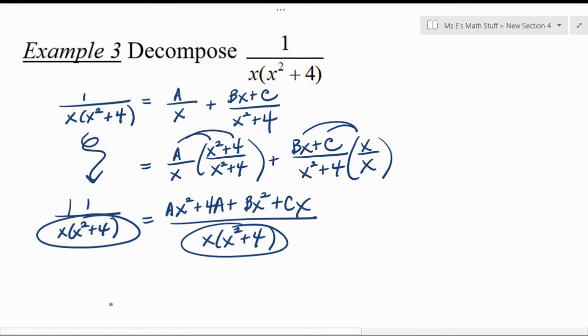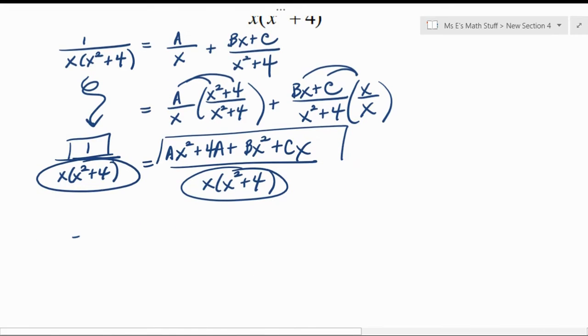And now let's move on to forcing the numerators to equal each other. So from here, I'm not going to write the whole fraction anymore. I'm just going to write the numerators. So we need 1 to equal, and now I'm going to reorganize this numerator by descending power of x. So I have A plus B x squareds. I just grouped those together and factored the x squared out on the right. Plus I have Cx, that's the only x term it looks like. And then my constant term is 4A.